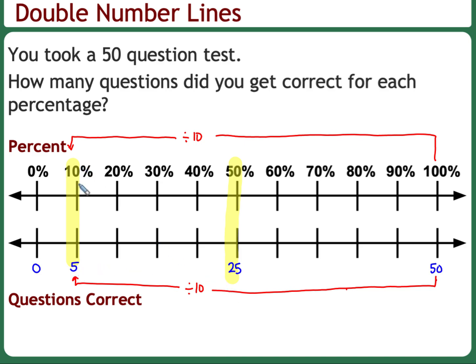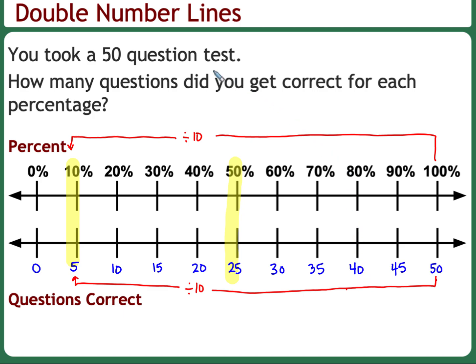And now I know every 10% is going to be another 5 questions correct. So what is 20%? That's 10. 30% is 15. 40% is 20. And we just go ahead and fill in the rest of the number line using those values. And notice, like we saw on the previous slide, 80% is that 40 questions correct.